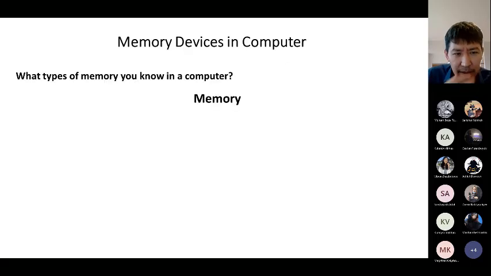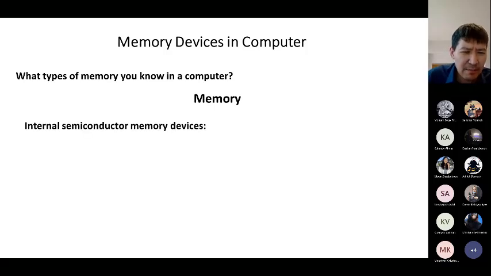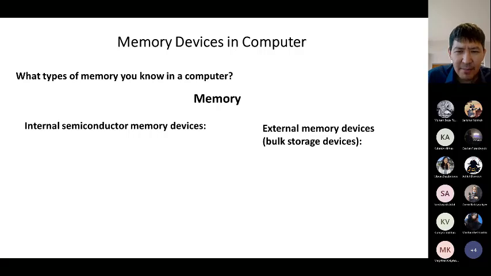Okay, so what types of memory do you know in a computer? What kind of memory do you know? Random access memory. ROM. Yes, right. So actually, we can roughly divide it into two parts, right? First, some internal semiconductor memory devices, and second, some external memory devices. So we can say bulk storage devices.